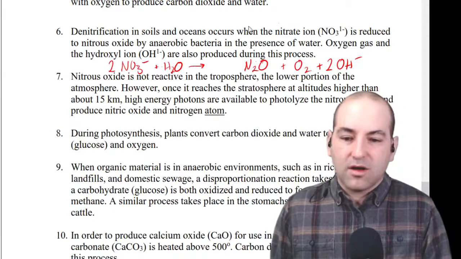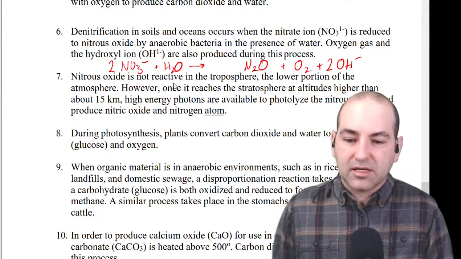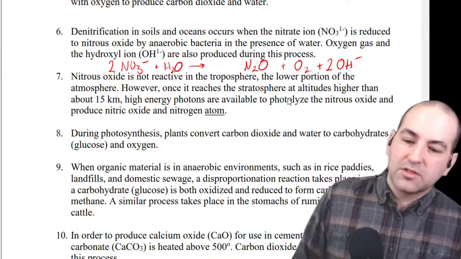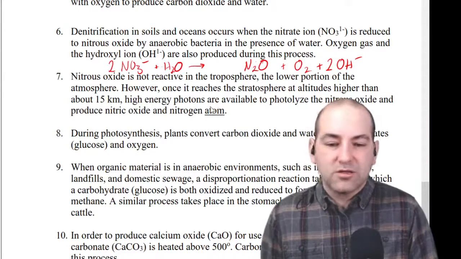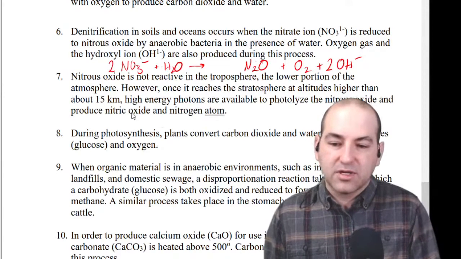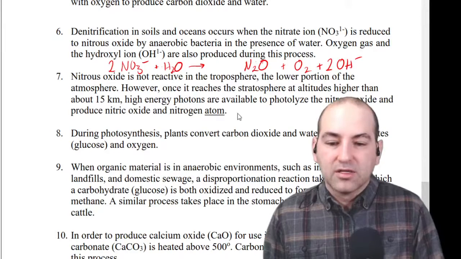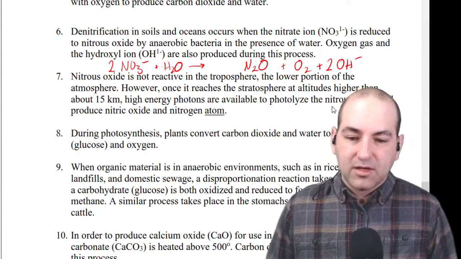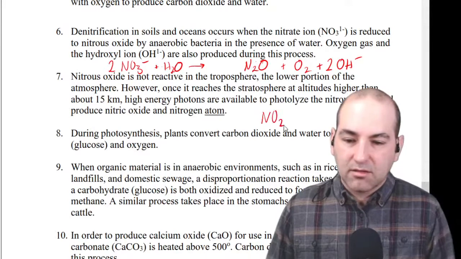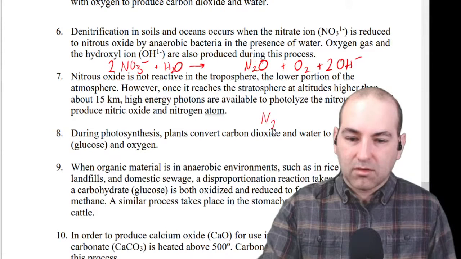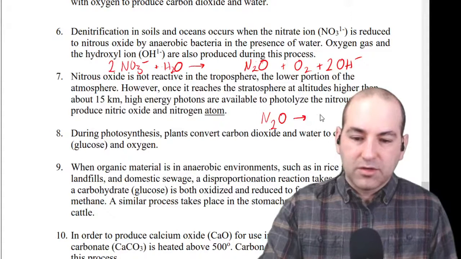All right, another strange thing that happens here. Nitrous oxide, not reactive in the troposphere, the lower portion of the atmosphere. However, in the stratosphere, high energy photons are available to photolyze the nitrous oxide and produce nitric oxide and nitrogen atom. So again, we've got this weird atom thing where we're going to have just a single high energy atom. So nitrous oxide produces nitric oxide and nitrogen atom.